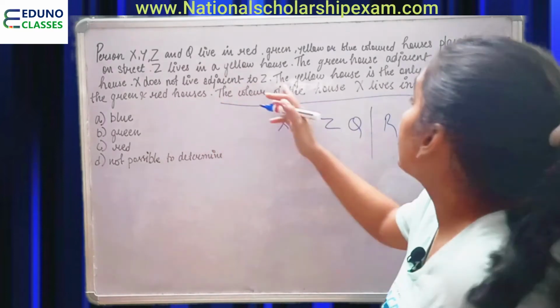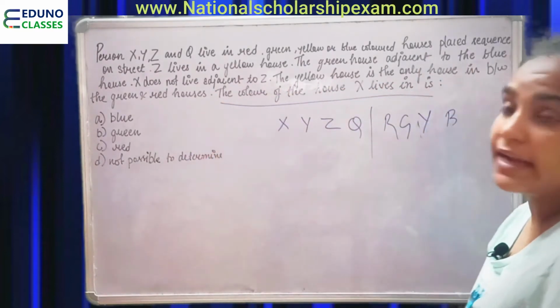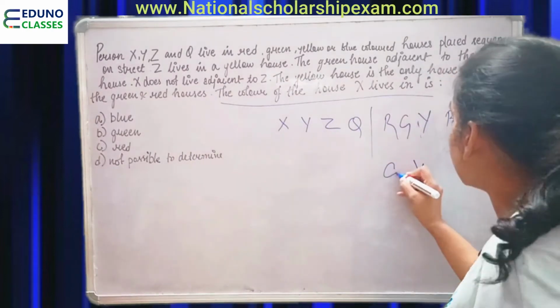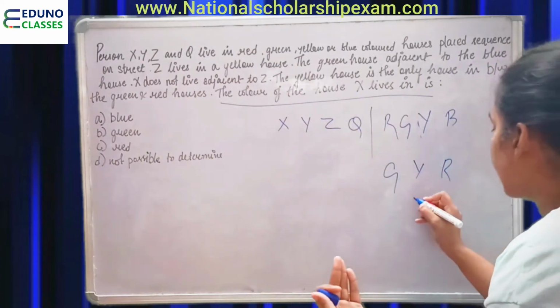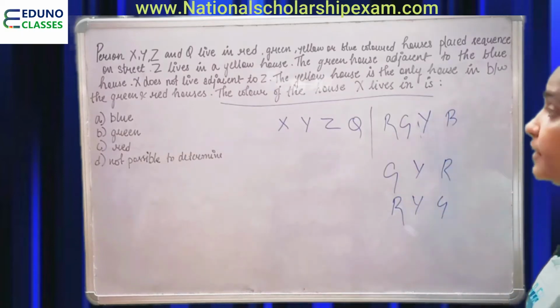The end says the yellow house is the only house in between green and red. So the yellow house is between green and red, so green can be on the RHS or LHS. Like this, these are the two possibilities.